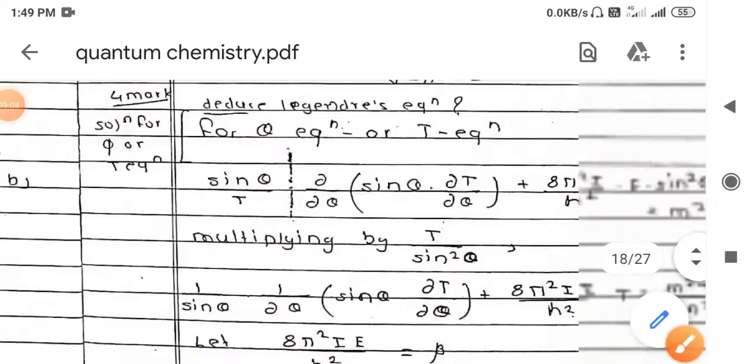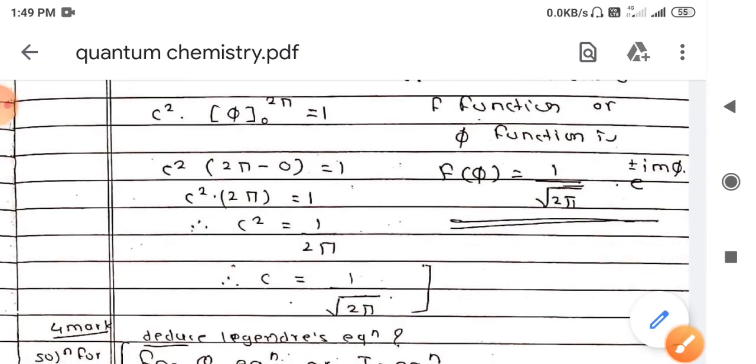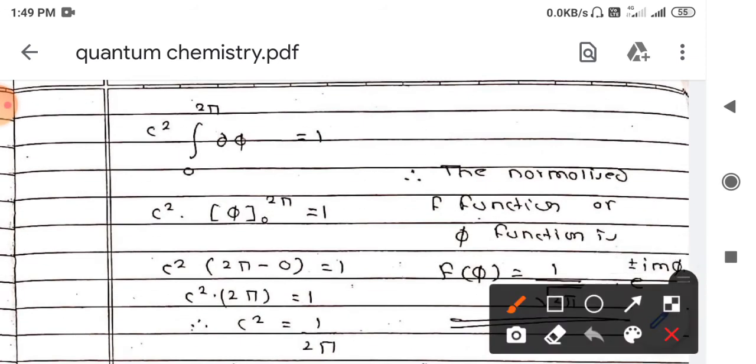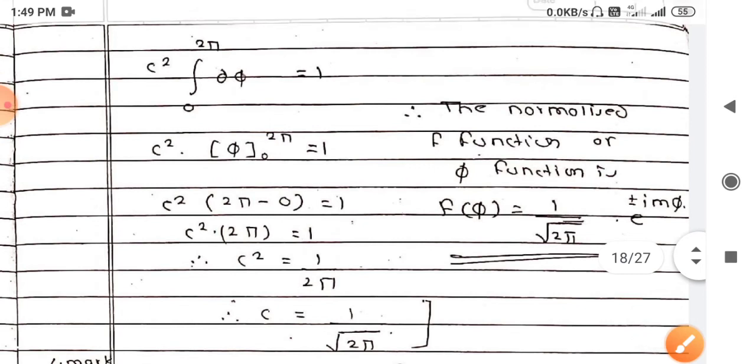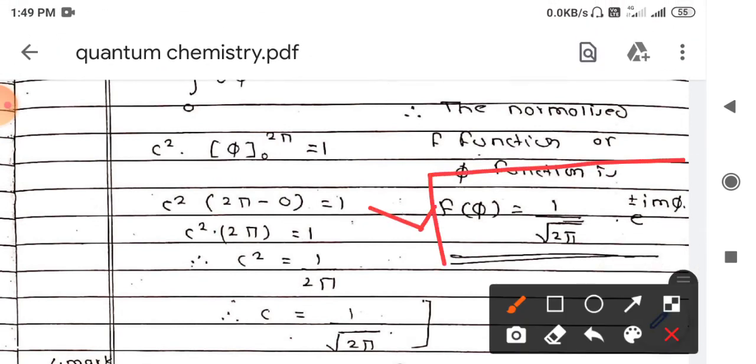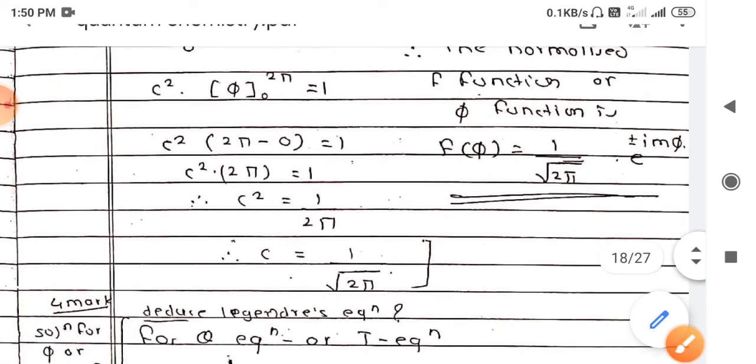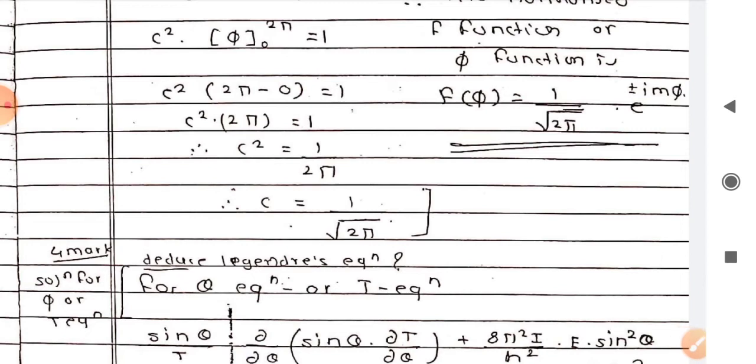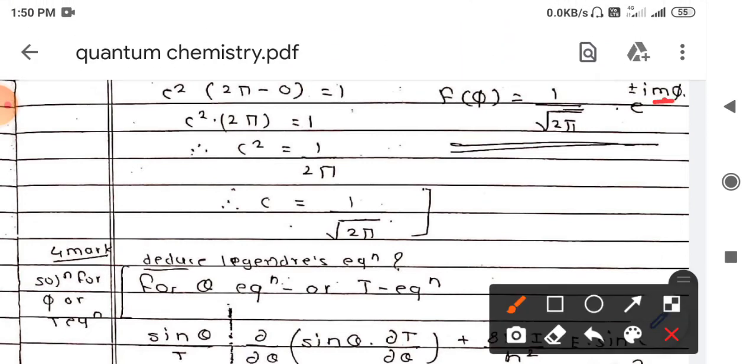When we solve that equation, we get the value of c, as we obtained for the 1D box also. So the overall f equation is 1 upon root of 2 pi into e raised to im phi. You might be asked what the normalization constant for the f equation is: it is 1 upon square root of 2 pi. Here we can see that one new quantum number, m, is obtained. And what is that m? M is nothing but the magnetic quantum number.